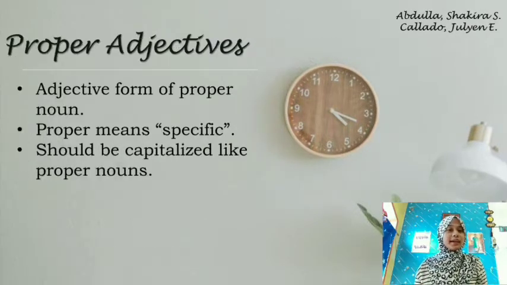And now we're heading towards proper adjectives. Proper adjectives are derived from proper nouns. We have 2 types of noun. We have common noun and proper noun. Common noun is a common name of a person, place, thing, or event, while proper noun is specific name of a person, thing, place, or organization or event.